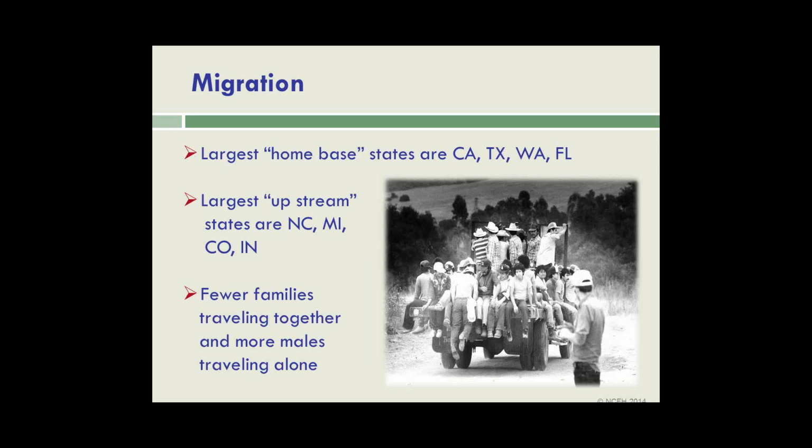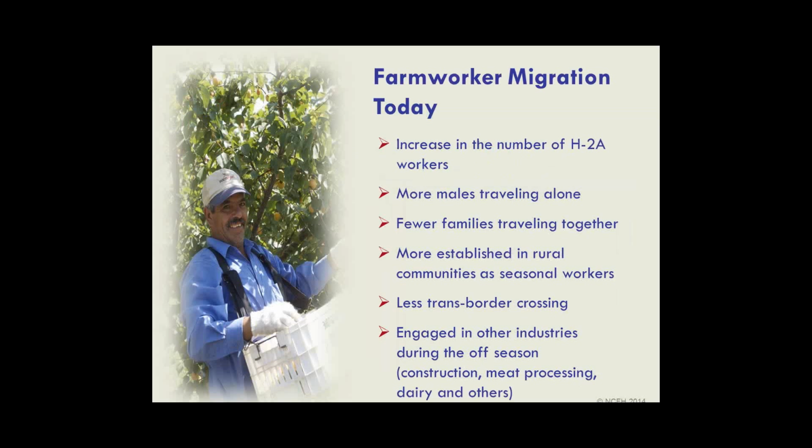We're seeing more migration in the solo male population. Families are staying behind. Farm worker migration today, there is an increase in the number of H-2A workers. Again, more males are traveling alone, fewer families traveling together, more established in rural communities as seasonal workers. There's less trans-border crossing, and the workers are engaged in other industries during the off-season: construction, meat processing, dairy, and others.